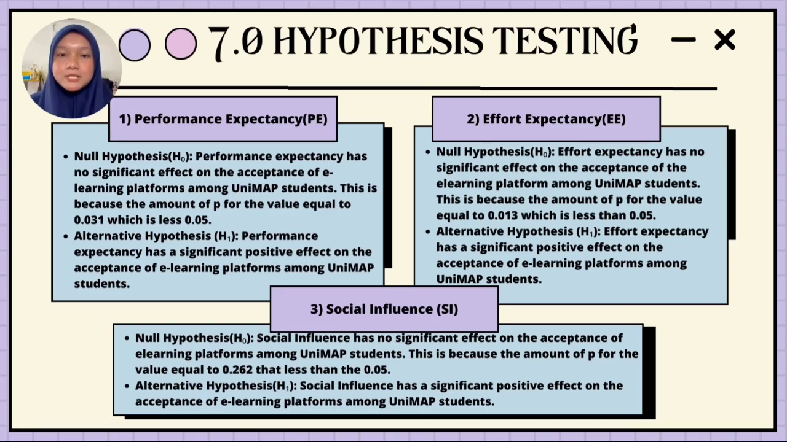7.0 Hypothesis testing. First, performance expectancy. Null hypothesis: performance expectancy has no significant effect on the acceptance of the e-learning platform among Unimed students. This is because the p-value is equal to 0.031, which is less than 0.05. For the alternative hypothesis, performance expectancy has a significant positive effect on the acceptance of the e-learning platform among Unimed students.